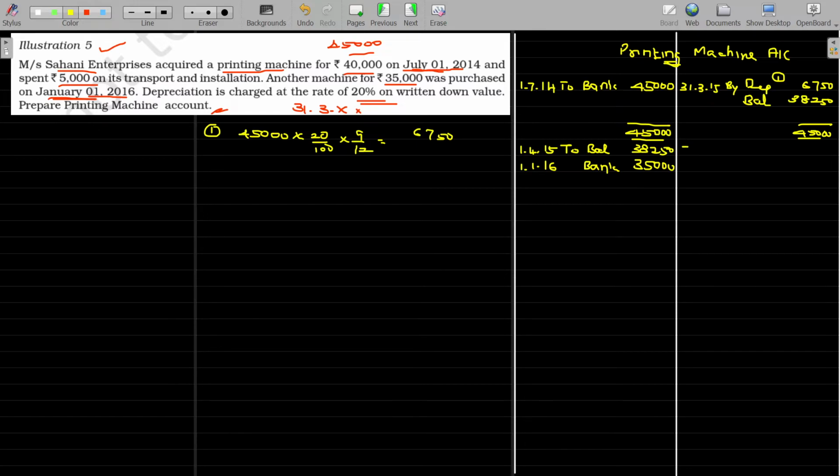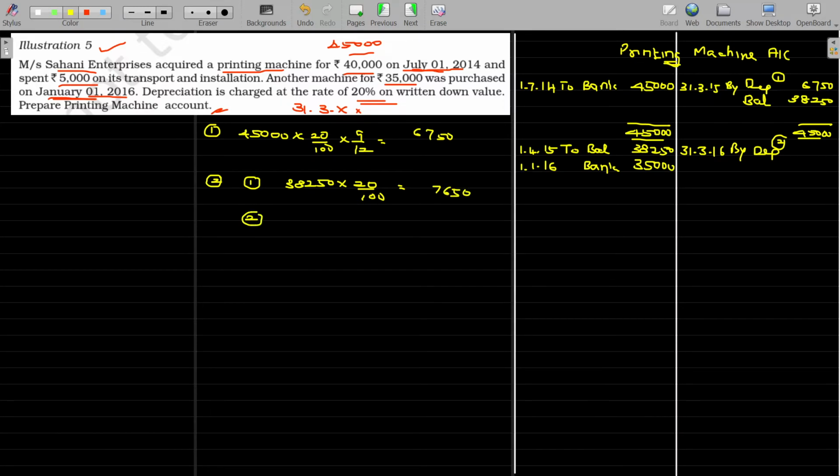Now for the year end 31/3/16 by depreciation, I will work out the depreciation separately here. For the asset number 1, 38,250 was used to full year, so eligible for full year's depreciation at the rate of 20%. What's the value here? 38,250 into 20%, 7,650.